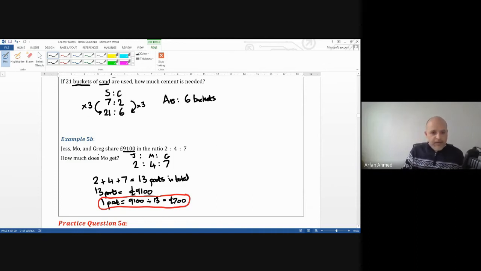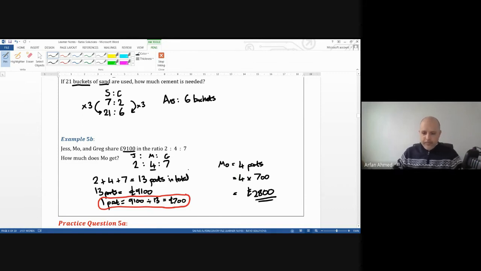In this case, they're asking how much does Mo get? Well, Mo gets 4 parts. So for Mo, it's 4 times what one part is, 700, which is going to be £2,800. And there's your answer. If it asks for Jess, you'll have to times it by 2, or if it asks for Greg, you'd have to times it by 7. Once you've got what one part is, it's dead easy after that, and you can work out any number of parts.